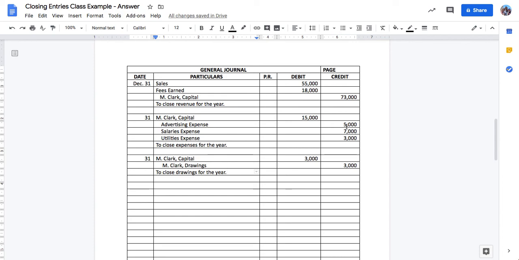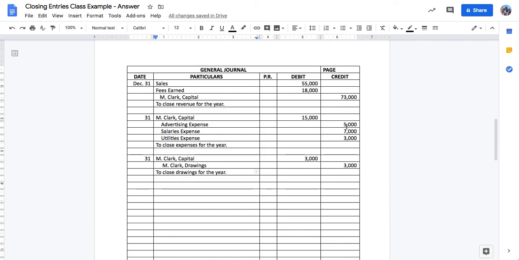So the net effect is that the owner's capital has received the net income and we've taken away the drawings, and that capital account is now updated for the new year as well. When we do a trial balance now, it will only show our assets, our liabilities, and our updated capital, and left side should equal right side. So that is closing the books.